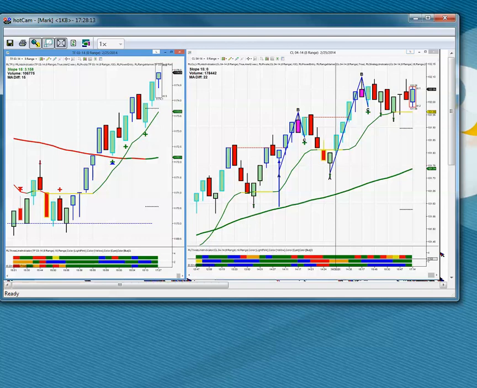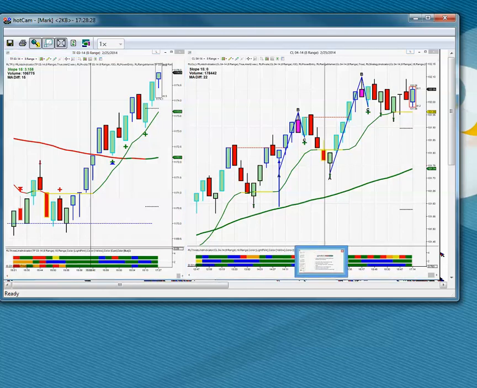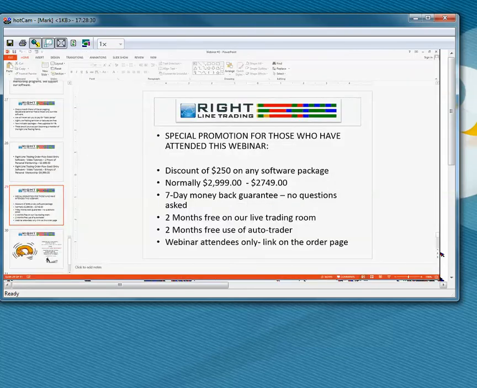So let me see if there are any questions here. Sure, I can show you the track record. Let me just bring that up. The data that we've collected on the AutoTrader after a year of market replay data is pretty outstanding.